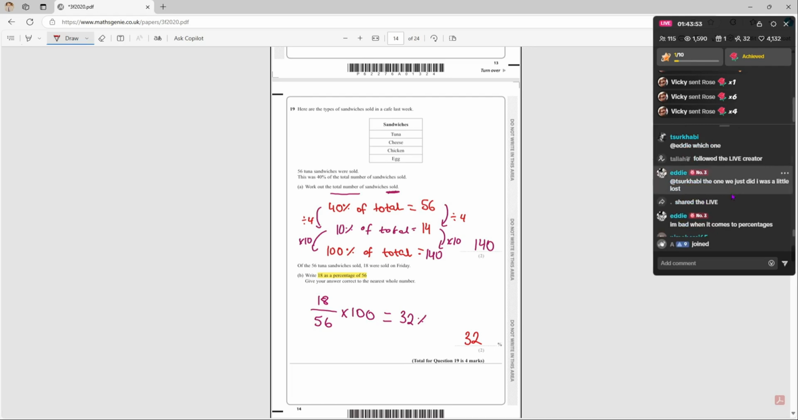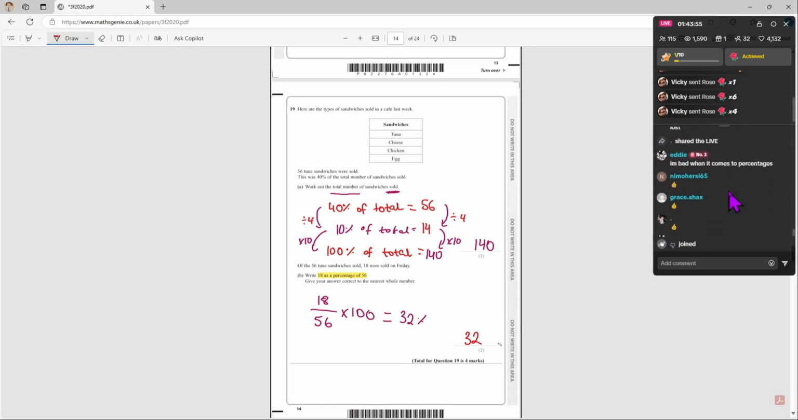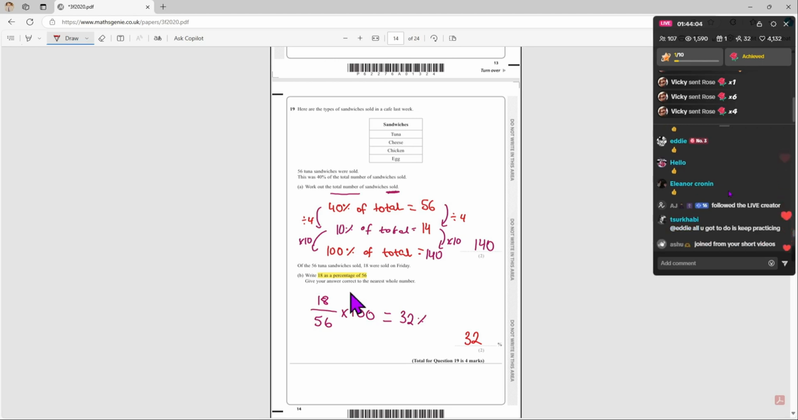So guys, remember, percentages means out of 100. That is why I'm multiplying by 100, because we know that percentages means out of 100. That's the method that we always use, okay?